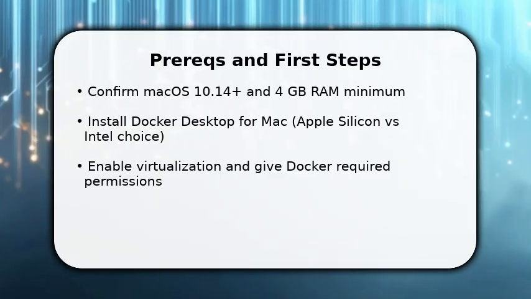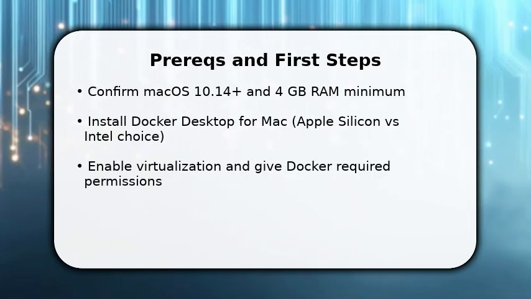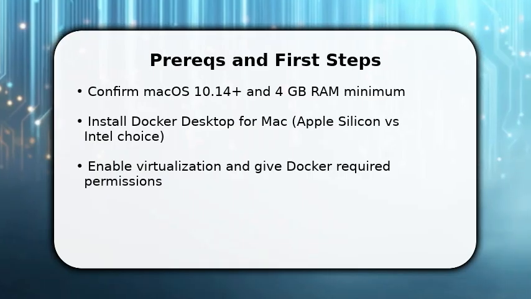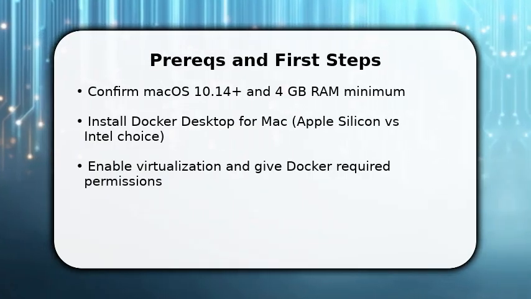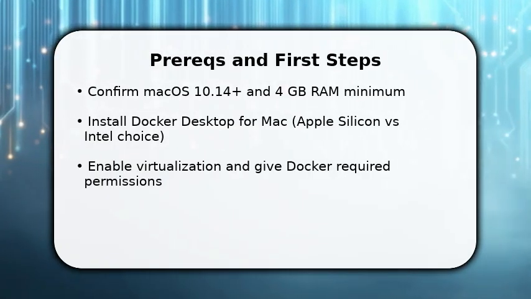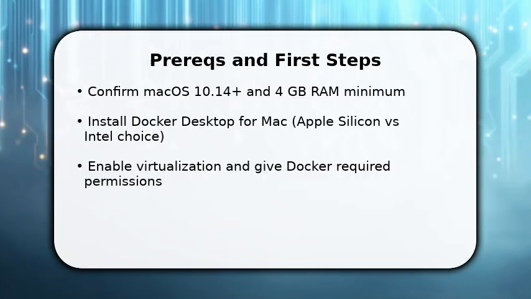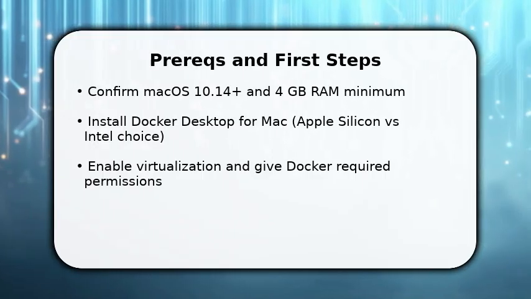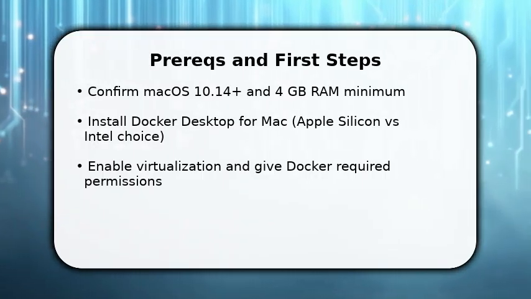You start by confirming prerequisites: macOS 10.14 or later and at least 4 GB RAM so containers run smoothly. Next, download the Docker Desktop build that matches your chip, Apple Silicon or Intel, because images differ at the CPU level. Once downloaded, open the DMG and drag Docker to Applications.